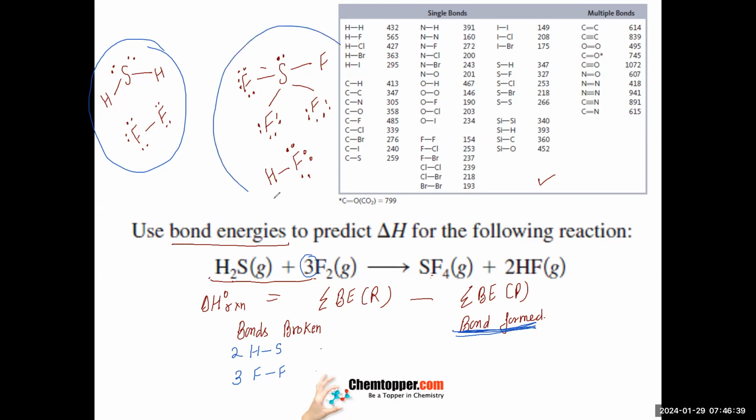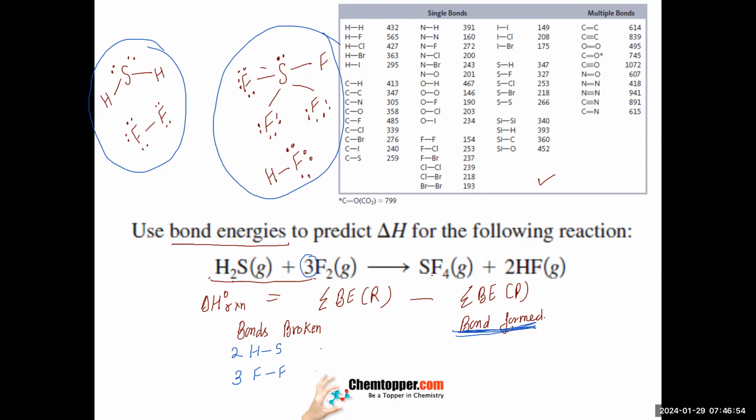These are the products. Making Lewis dot structure is very, very important to identify the bonds. If you make an error in making the Lewis dot structure, your answer will be wrong. That is the reason this question is a free response question.